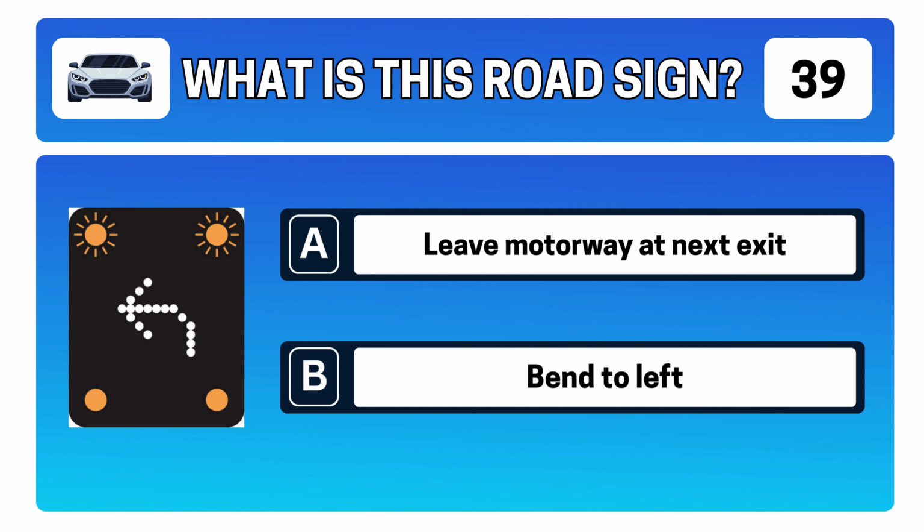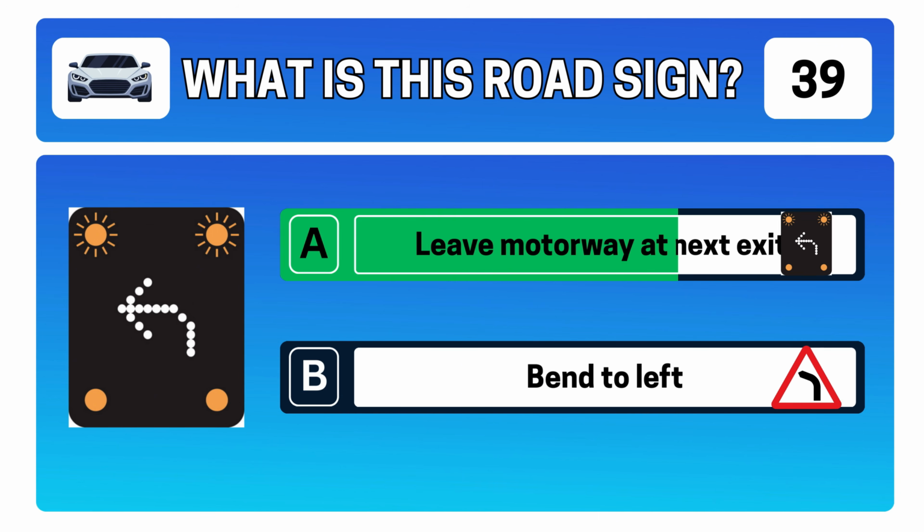What is this road sign? A. Leave motorway at next exit. B. Bend to left. Exactly. This sign tells drivers to leave the motorway at the next exit.